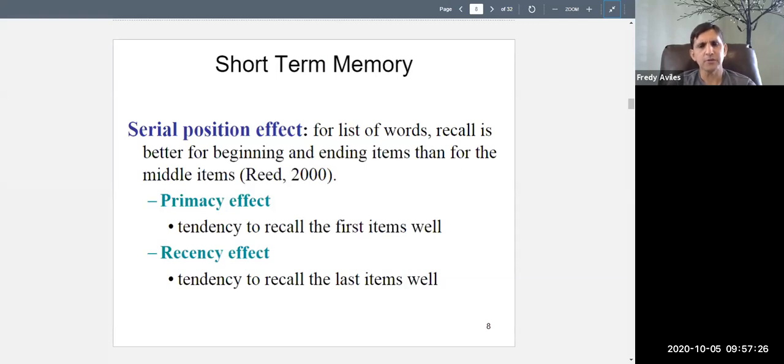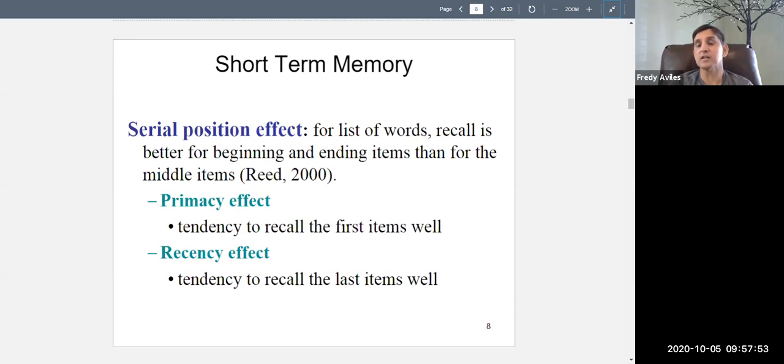Now, there's something else I need to tell you guys about short-term memory before we talk about long-term memory. Short-term memory is also subject to what we call the serial position effect. The serial position effect says that for a list of words, recall is better for the beginning items and the ending items than for the middle items. All right, that sounds confusing. The serial position effect says that we remember the first things on a list and the last things on a list more easily. That's what that means.